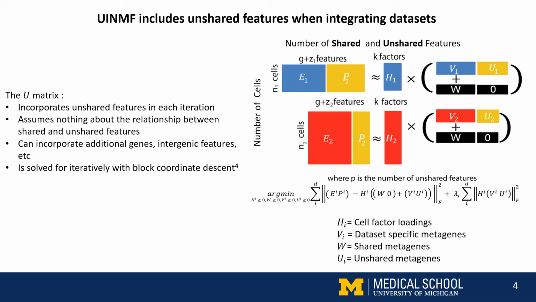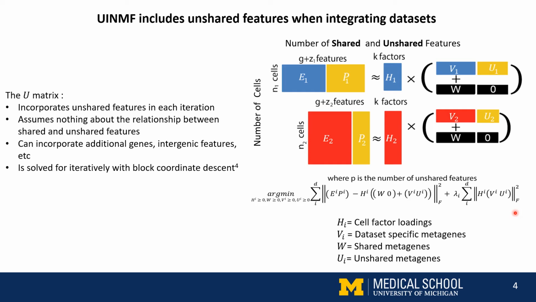Therefore, our goal was to design an algorithm that was capable of including unshared features when integrating datasets. So, just like we had before, our algorithm still performs matrix decomposition, where H_i are our cell factor loadings, V_i are our dataset-specific metagenes, and W are our shared metagenes. However, we've also introduced the capabilities of including unshared features, shown here in the P_i matrices. By including these unshared features, we introduce a matrix space U_i that allows the accommodation of unshared metagenes.